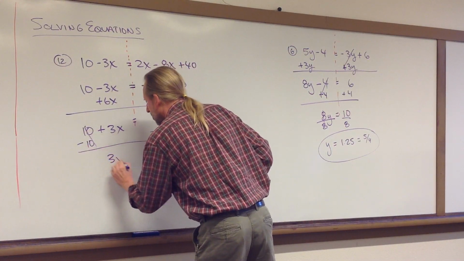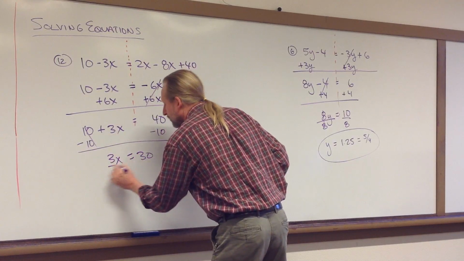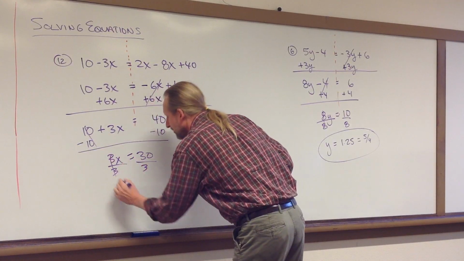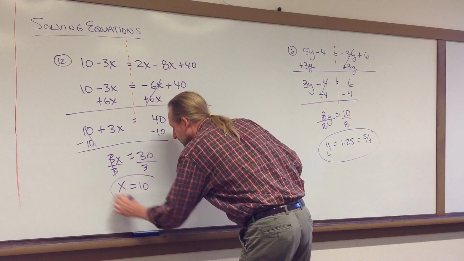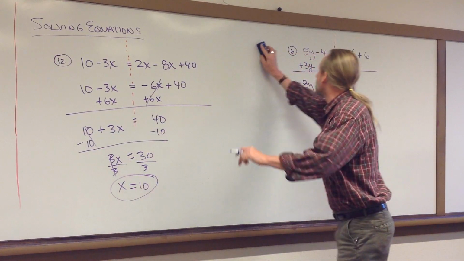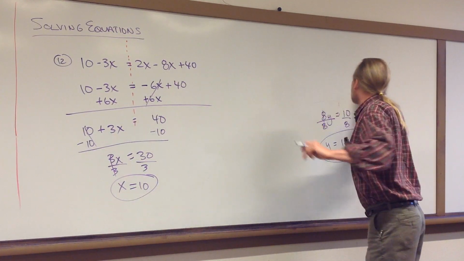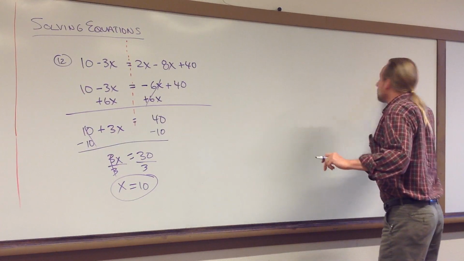That'll cancel out. That'll give us 3x equals 30. And then when we divide by 3 on both sides, x is equal to 10. Okay, so that's one way of solving this problem.